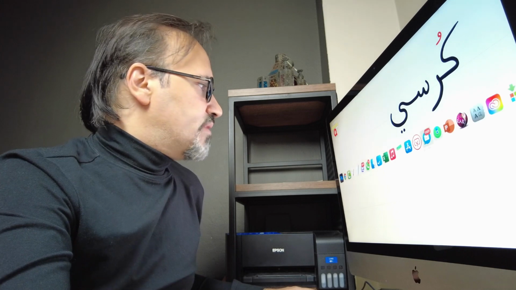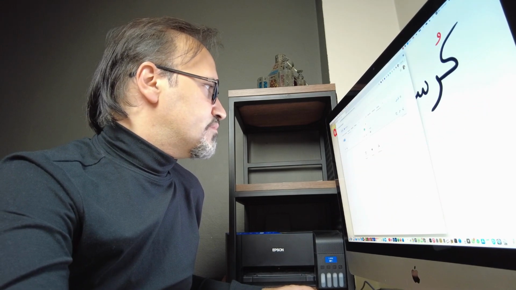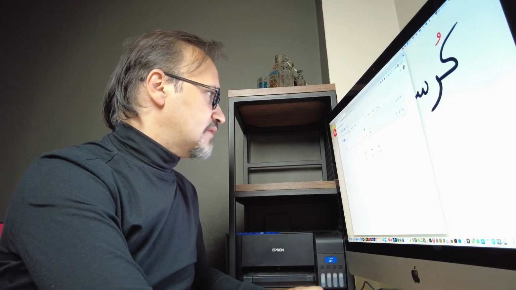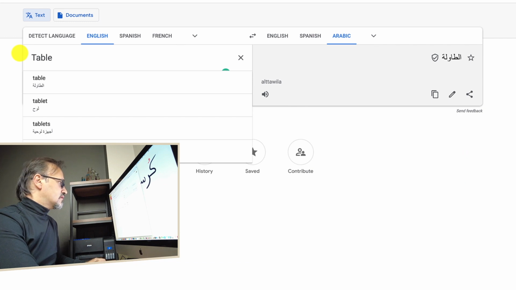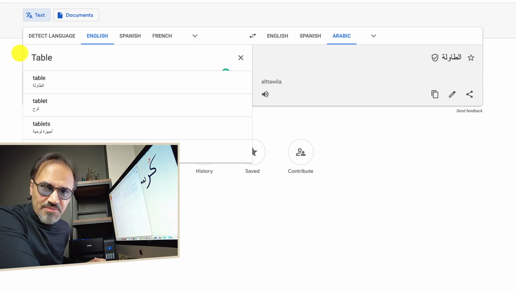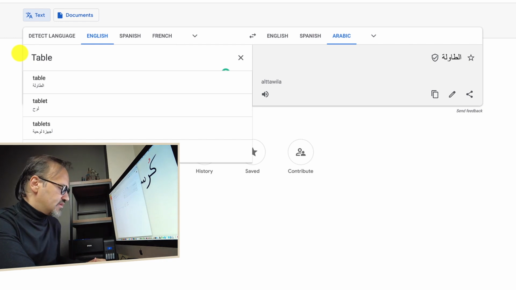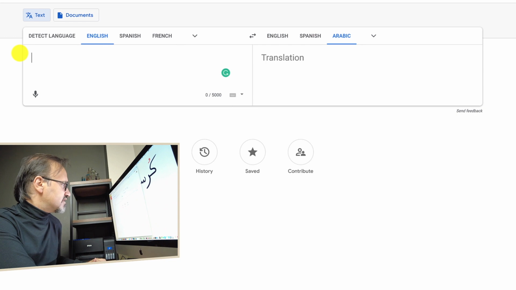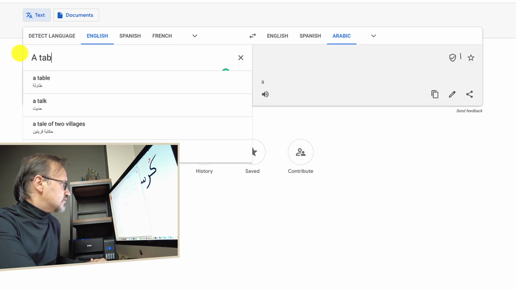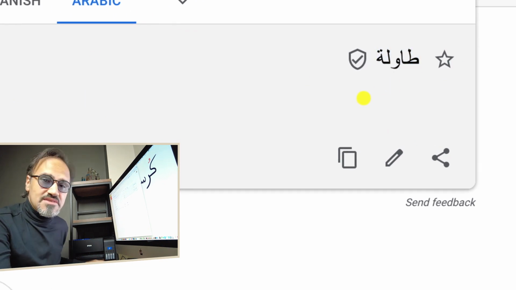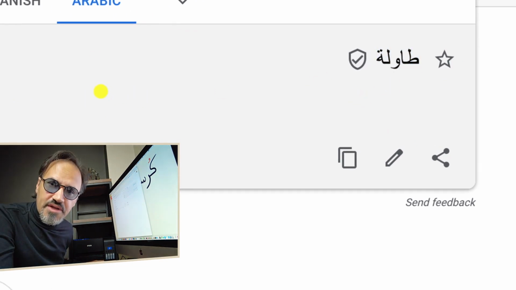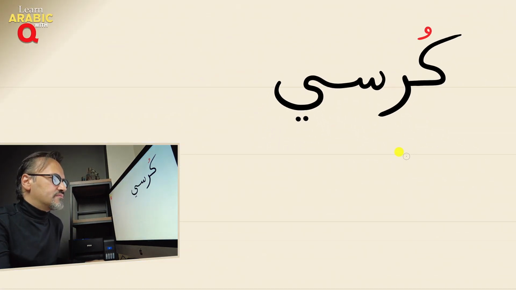So let's go back to the Google Translate, and we have here this kursi. Now what if we put table? Of course, Google Translate is not always accurate because I put table, and it translated as the table, but what we want is an undefined table, so we just put a table. Now, here you go. A table is طاولة. Let's write this down.